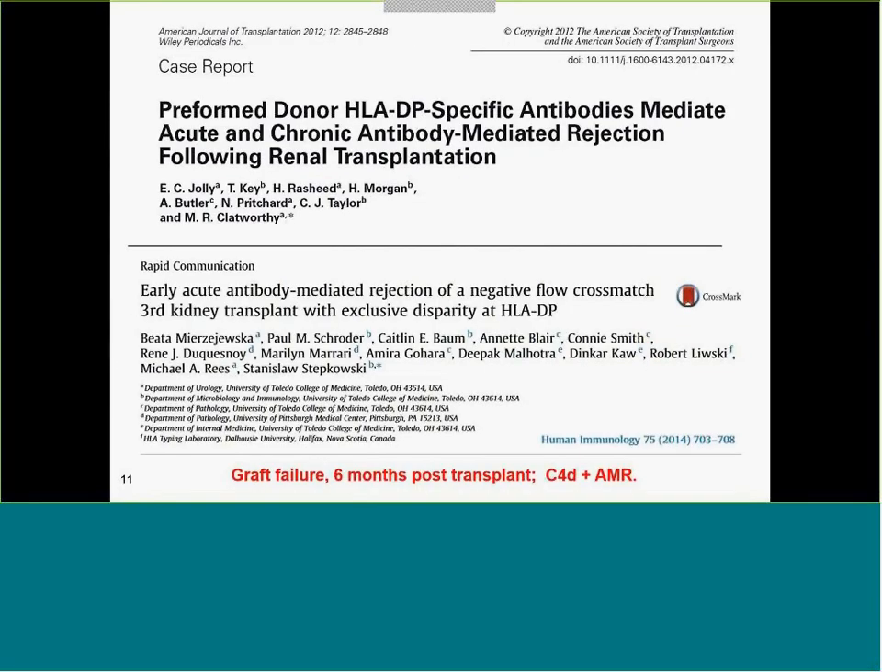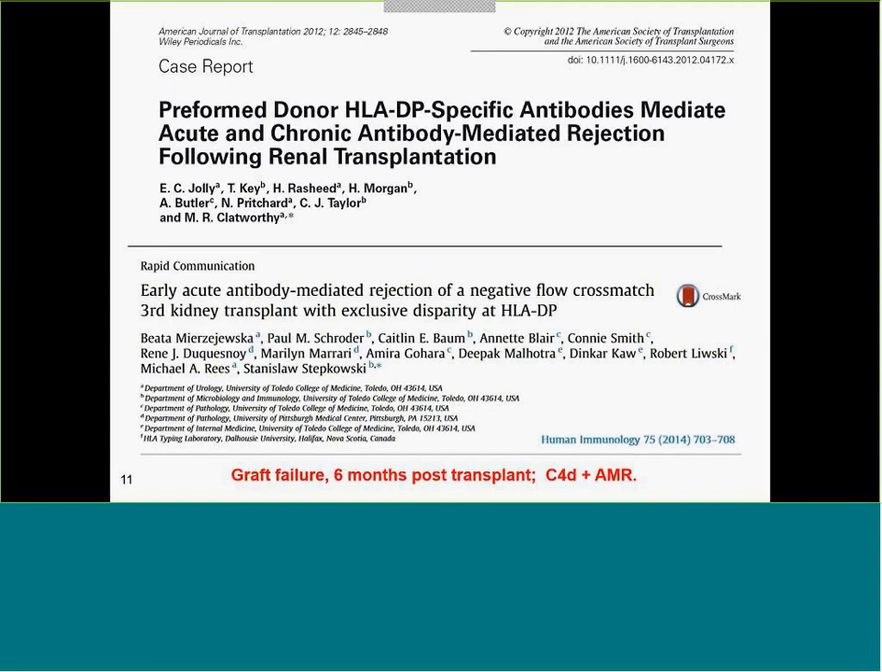On this slide, we have a group from the UK, Craig Taylor being one of the senior authors on this publication. Again, they had 2 case reports of individuals who had lost grafts within a year or so after transplant, and in both of these graft loss scenarios, a DP antibody was the only explanation for the graft loss. That was antibody-mediated rejection and C4D deposition.